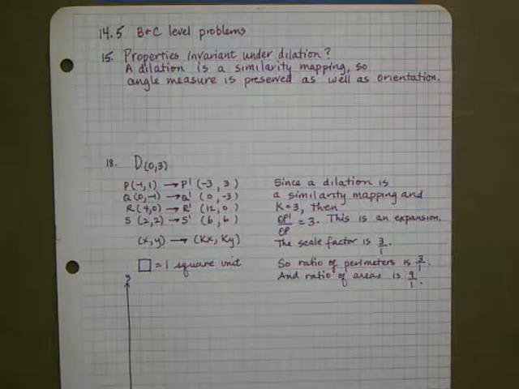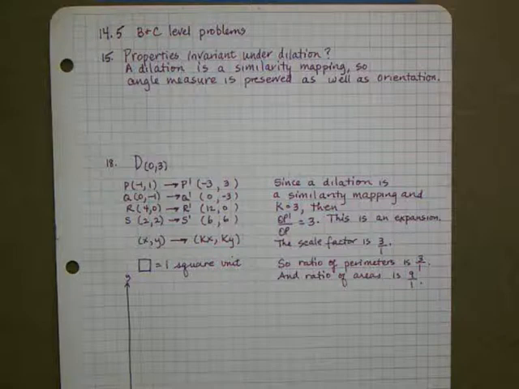We're discussing section 14.5, the B and C level problems. The first problem I wanted to draw your attention to is problem number 15. The question is, which of the following properties are invariant under any dilation? Now remember, dilation is a similarity mapping. It's not a congruence mapping.